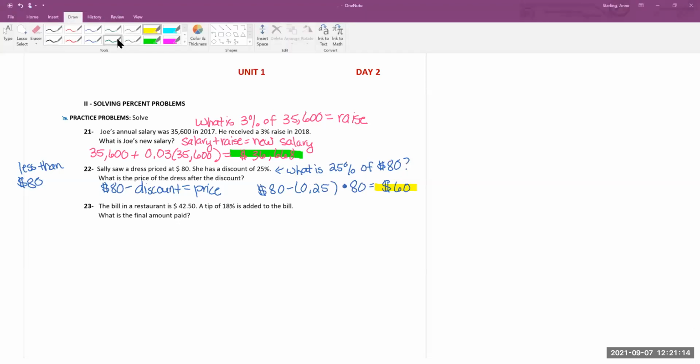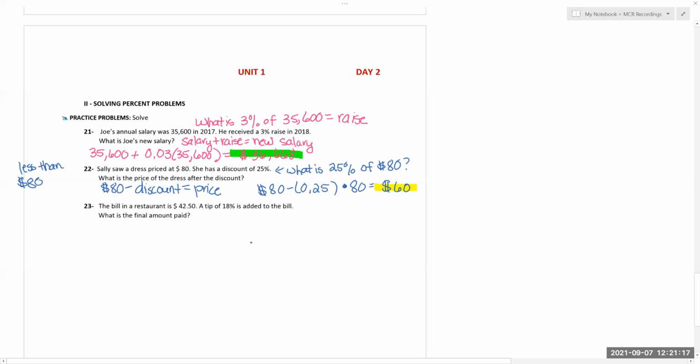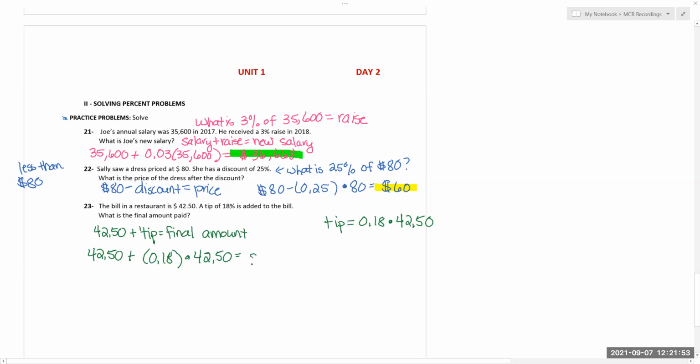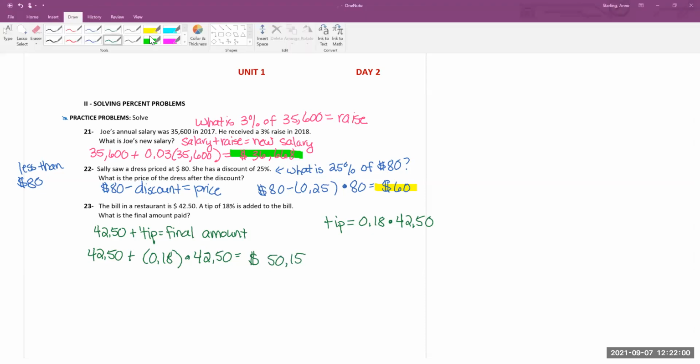And then this last one, you have your bill, you have a tip. What's the final amount? So it's the $42.50 plus the tip equals final amount. Okay, so the tip is 18% of the total. What is 18% of $42.50 is that tip. So $42.50 plus the tip gives me the amount I'm going to pay, which ends up being $50.15 would be that total bill.